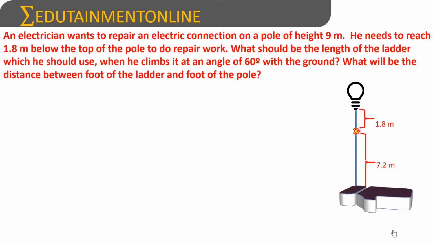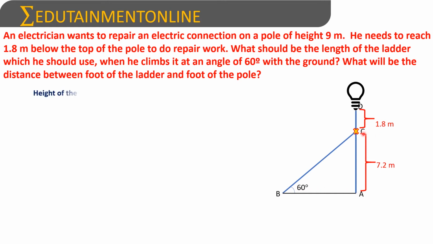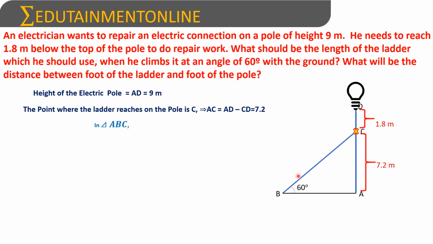Now at this point the ladder will reach, which is making a 60 degrees angle with the ground. Now we need to find the length of the ladder, and the second thing is the distance between the foot of the ladder and the foot of the pole. So in this triangle ABC, if we observe with respect to this angle, 7.2, the side AC is the opposite side of the angle 60 degrees and AB is the adjacent side.